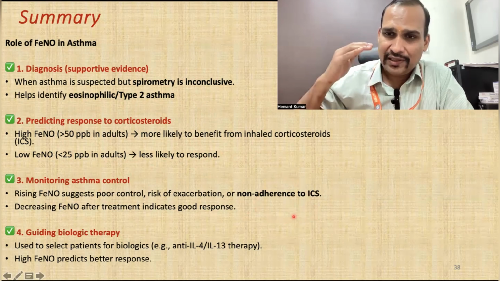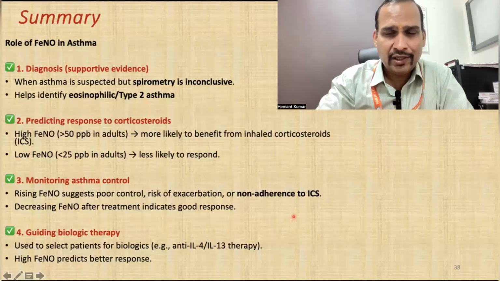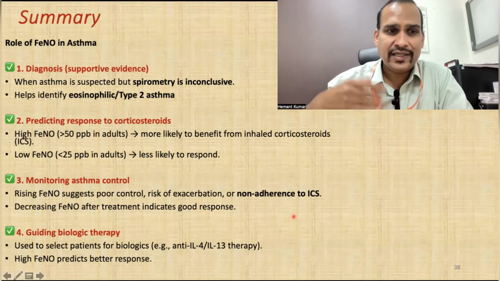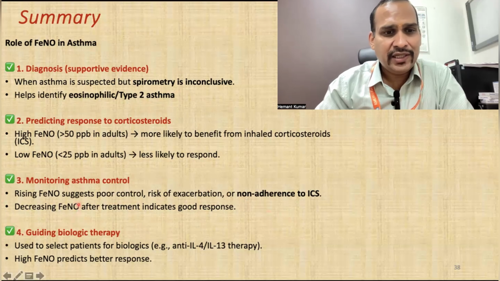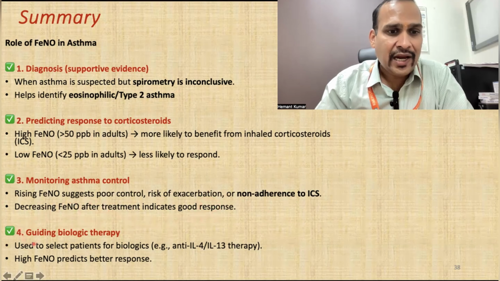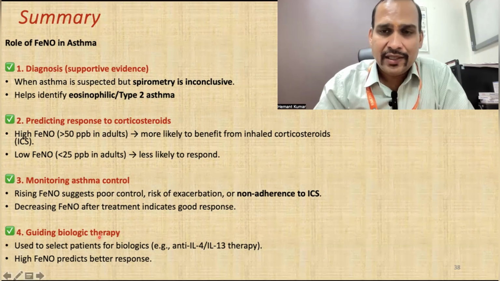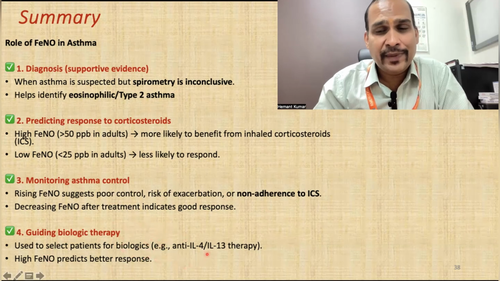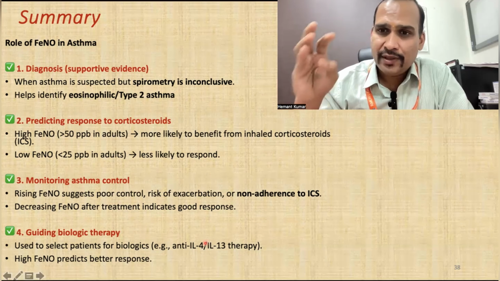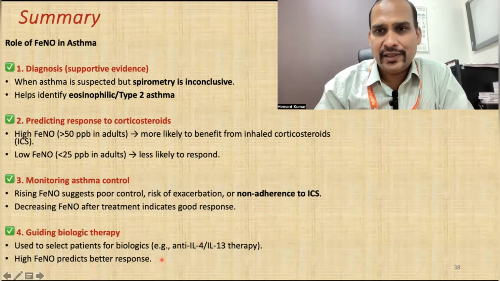If FeNO is getting higher and higher, it means either the patient is not taking the inhaler or the underlying inflammation is increasing. If FeNO is decreasing after treatment, it shows good response. And last, guiding biological therapy. As I told you, if the FeNO level is high, we can consider dupilumab, or FeNO is a predictor of response to many biologicals like omalizumab, dupilumab, and tezepelumab. So high FeNO predicts better response.